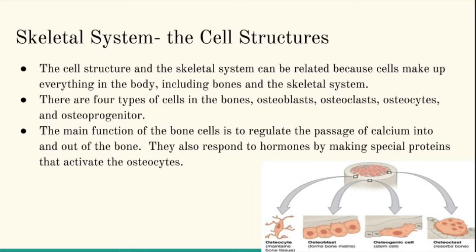There are 4 different types of cells in these bones, which are osteoblasts, osteoclasts, osteocytes, and osteoprogenitor. The main function of the bone cells is to regulate the passage of calcium into and out of our bones. They also respond to hormones by making special proteins that activate the osteocytes.